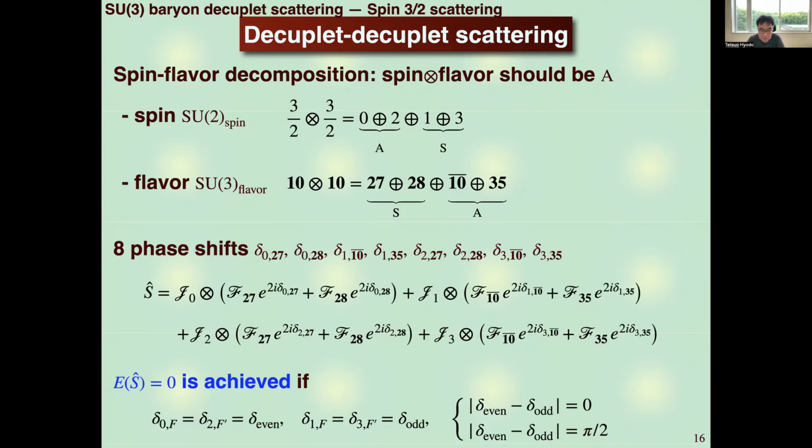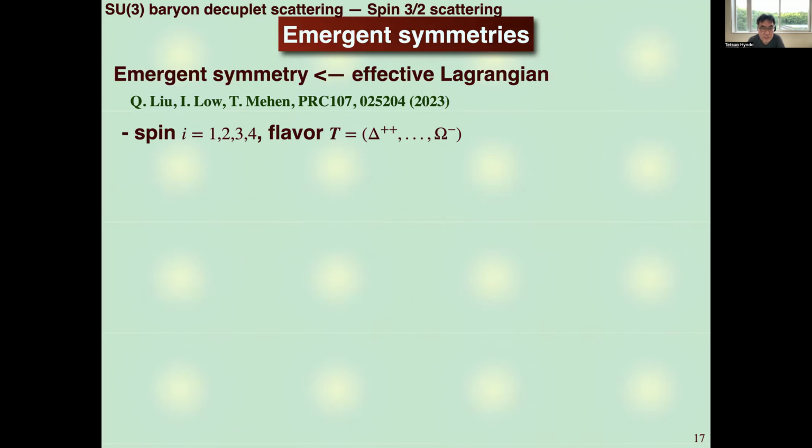So we define the even spin phase shift, for the phase shift of spin 0 or spin 2, whatever the flavor is. Also, the odd spin phase shift is given by spin 1 and spin 3, again, whatever the flavor is. So there are only 2 degrees of freedom, and the relation is also given by 0 or half by difference.